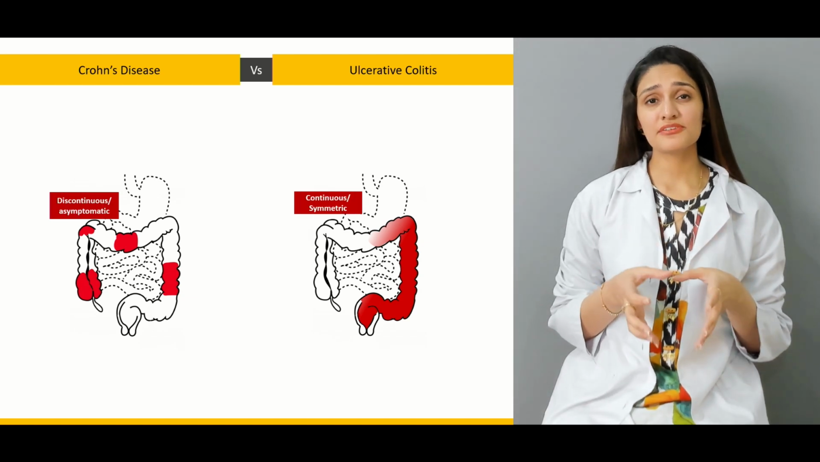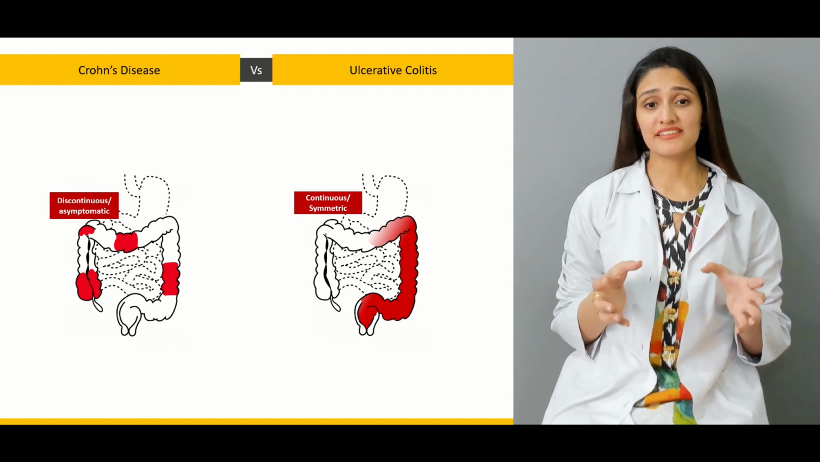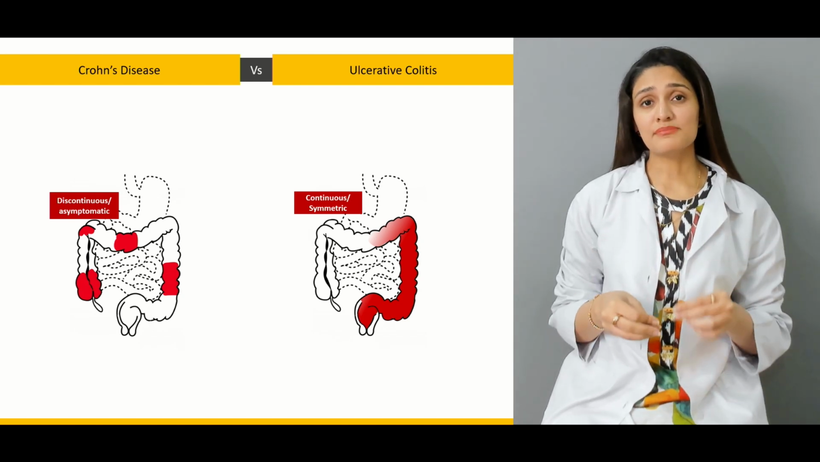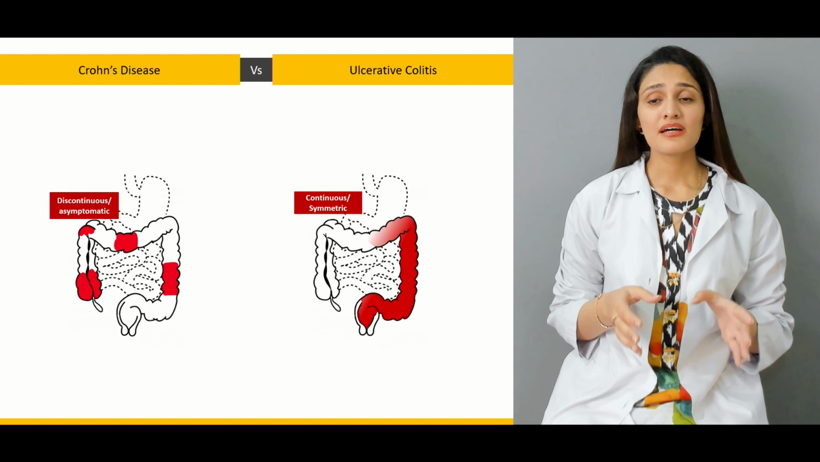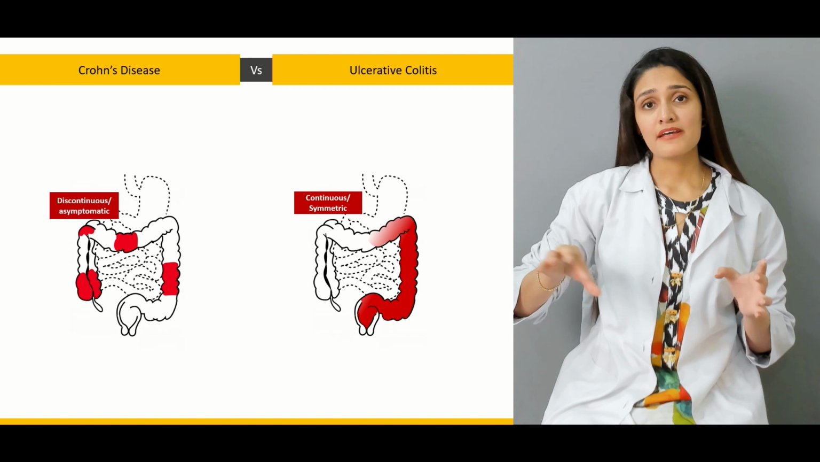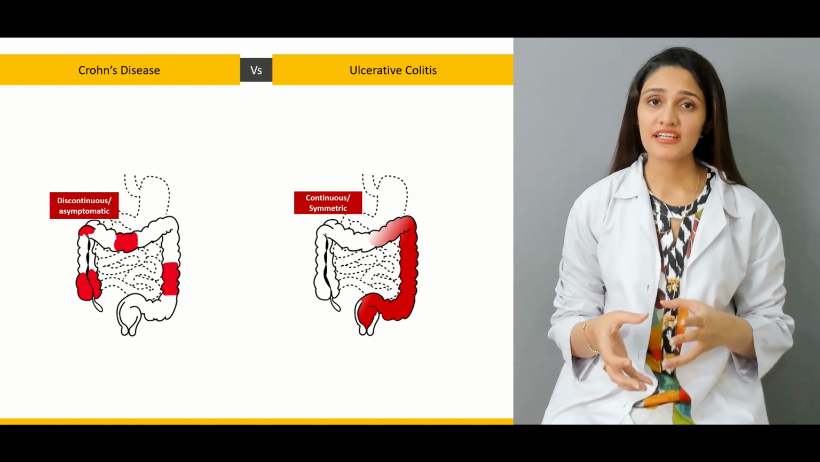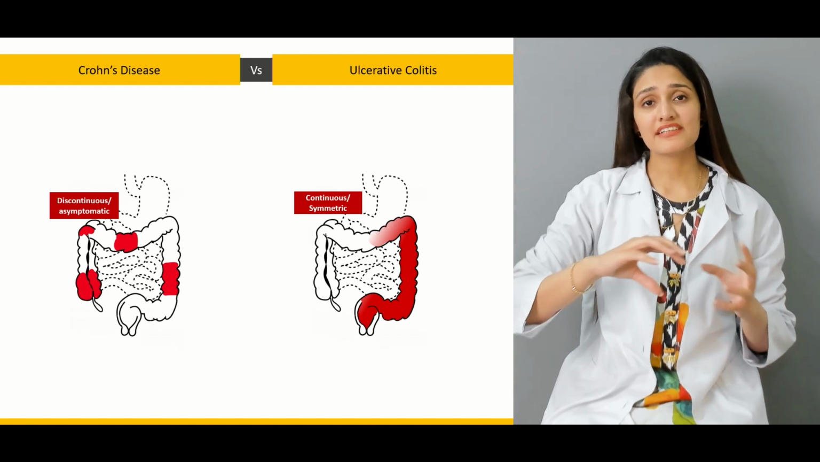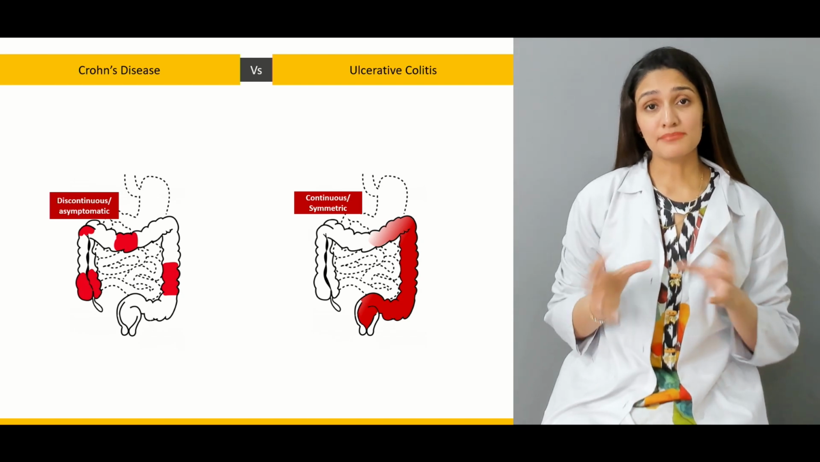Secondly, a very distinguishing feature which differentiates between both of these is that Crohn's disease, like I've mentioned before, can be present throughout the alimentary canal. It can be present from the mouth until the anus, any part of the digestive tract. But ulcerative colitis is very much limited to the colon. So Crohn's disease is discontinuous, and ulcerative colitis has more of a continuous appearance and is very symmetric.